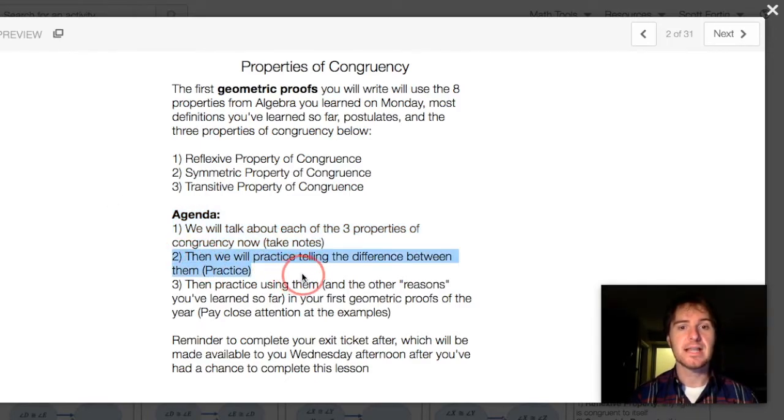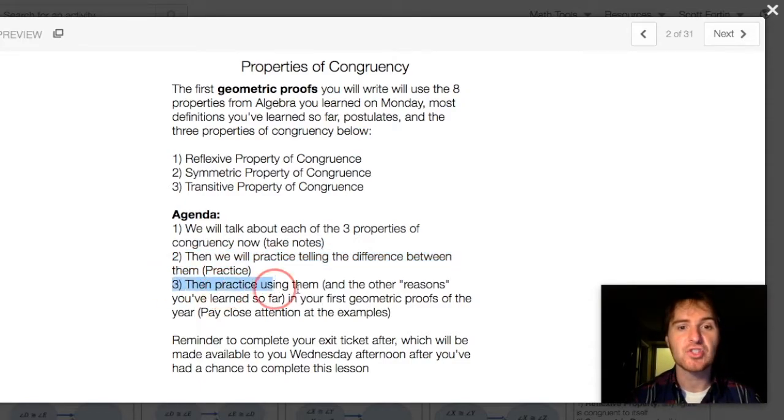Second thing that we're going to do in this lesson is we're going to practice telling the difference between the 3 of these. When is it a reflexive property of congruence? When is it symmetric? And when is it transitive? That'll be important to be able to distinguish the difference so we can actually prove things, right? And get some more interesting facts later this year.